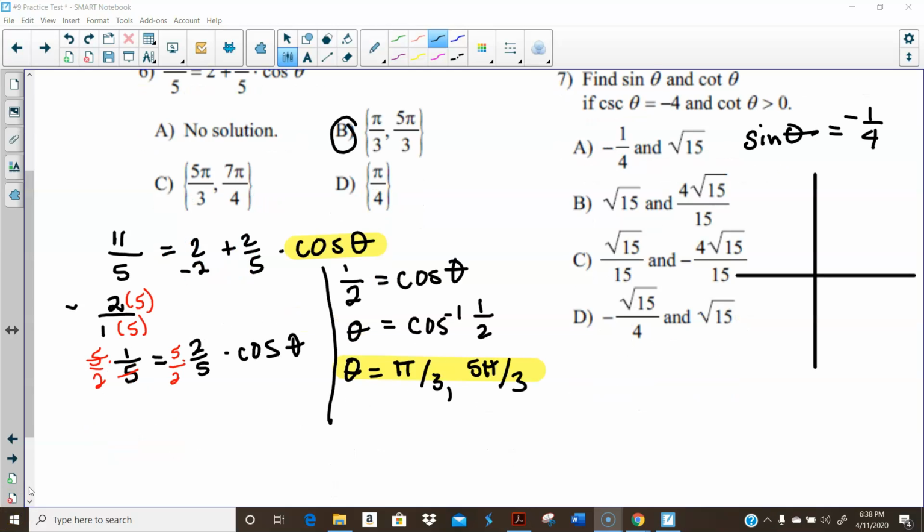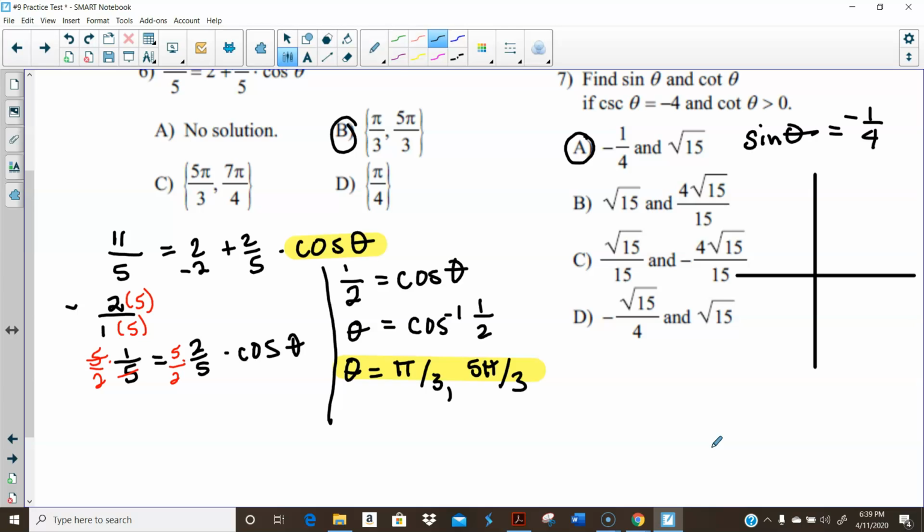Number 7, we're supposed to find the sine of theta and the cotangent of theta if the cosecant of theta is -4. So since cosecant and sine theta are reciprocals of each other, sine theta is -1/4. Looking down the choices, there's only one choice that has sine theta as -1/4. So you can pick A with confidence and move on.